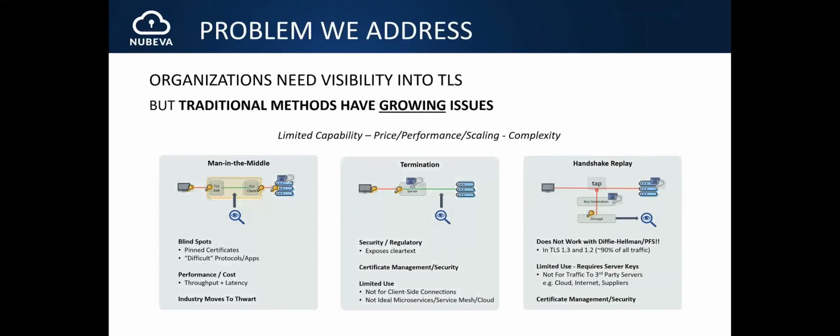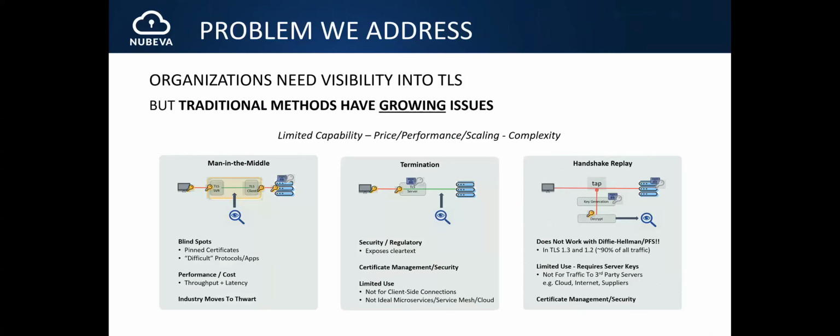If you look at the three pictures down below, there are three fundamental methods that are used to look at traffic. Man in the middle. I'm assuming you all understand these, but I'll just cover them at a high level. Man in the middle, where we're rewriting certificates. In this case, we have blind spots around pinned certificates and difficult protocols and applications. There are huge price performance consequences of this mechanism. And ultimately, the industry, folks like Google, are moving to thwart it and shut it down because, in many ways, you could think of it as a security violation.